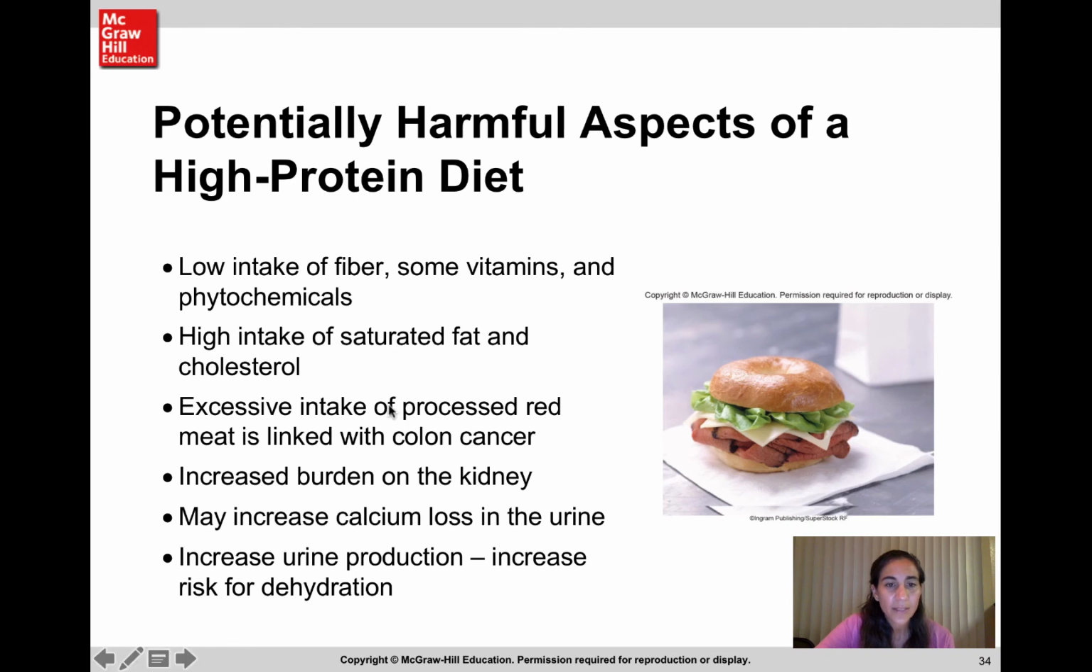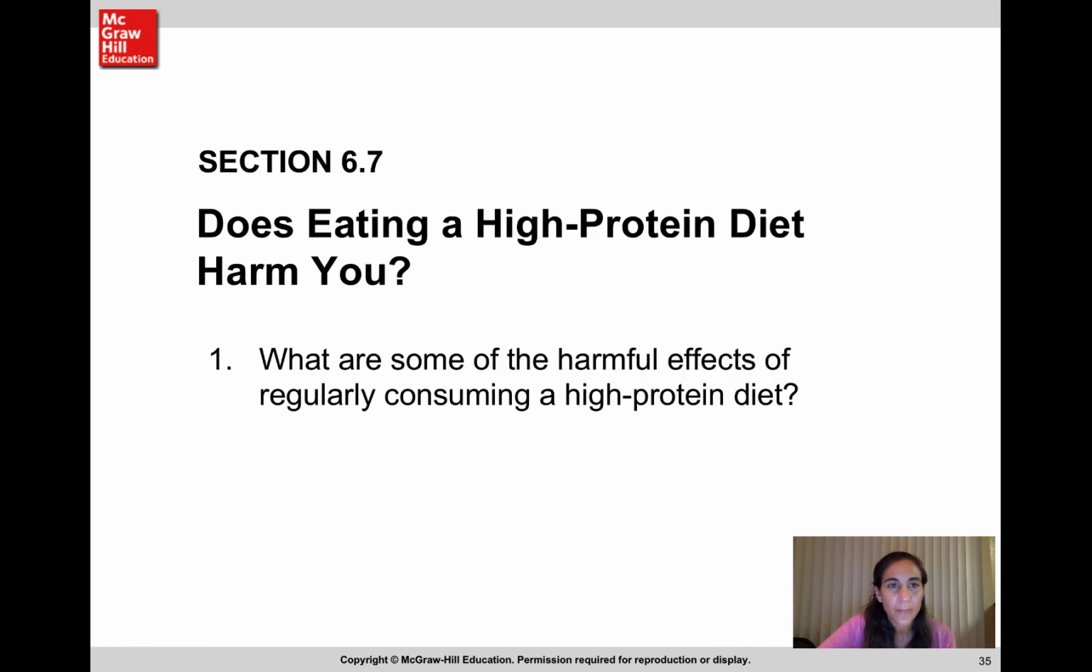Processed red meat is linked to colon cancer, so higher intakes linked to cancer. There is an increased burden on the kidney to excrete protein waste. It may increase calcium losses in the urine or increase urine production and risk for dehydration. So you can go over the potential risks of eating a high protein diet.